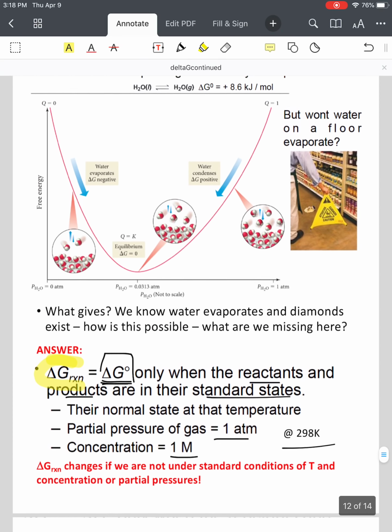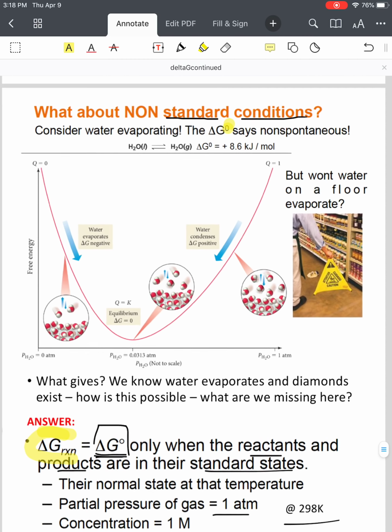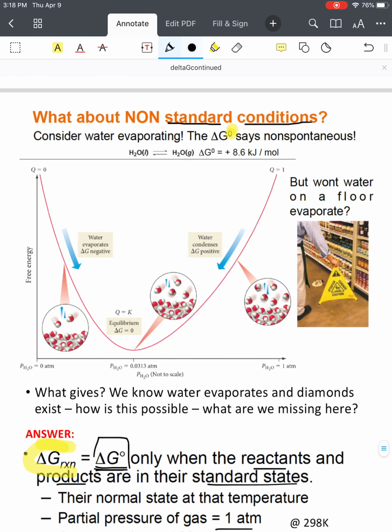So guess what? Back to our original question about conversion of graphite into diamond, or in this case, the evaporation of water. We said it looks like it should be non-spontaneous. Well, it is non-spontaneous if the partial pressure of the water vapor is a bar, or close to an atmosphere. That's a very high partial pressure. That would be like excessive amounts of water in the atmosphere. I mean, it would be so humid it would rain out, and there would be water depositing on things. There's way too much water.